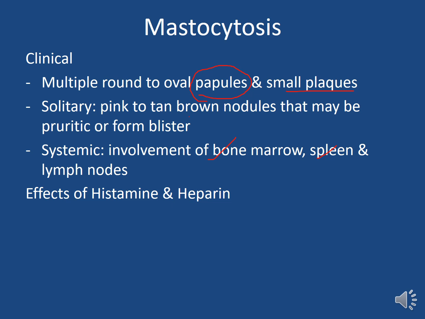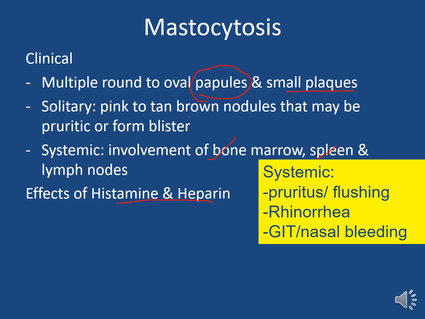So the clinical manifestations, the redness, the itchiness, and the development of the nodules, papules, and plaques are all secondary to the effects of these chemicals released by the neoplastic mast cells, histamine and heparin. Sometimes, when these chemicals are released in great concentration in the mucosa of the gastrointestinal tract or in the respiratory tract, they may trigger the development of bleeding. So remember, histamine causes vasodilation, and heparin prevents blood clotting.